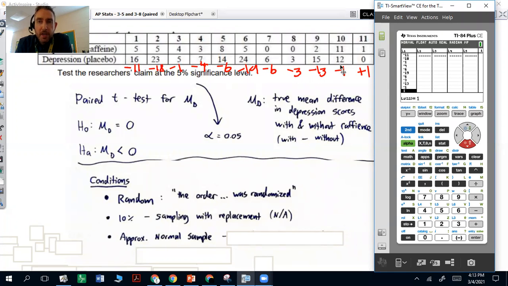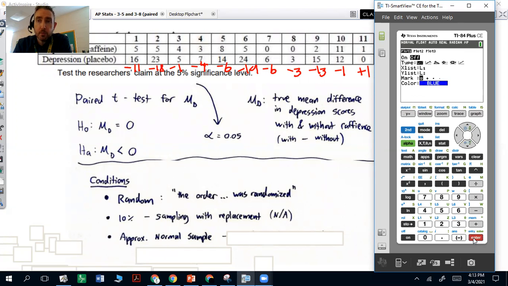All right, so they should be entered in from these numbers here, just from the differences. Now you're going to have one set of data, but you want to look at the graph still from that one set of data. So go to second y equals, turn your plot on, and go over to your box plot. Turn that on. Make sure your L1. Then do a zoom 9.